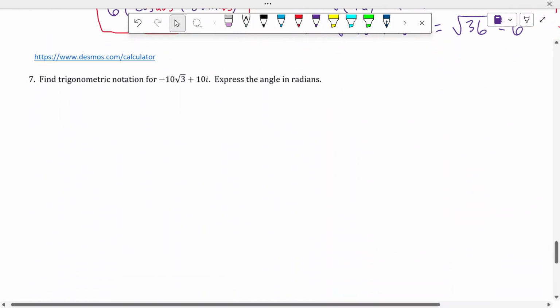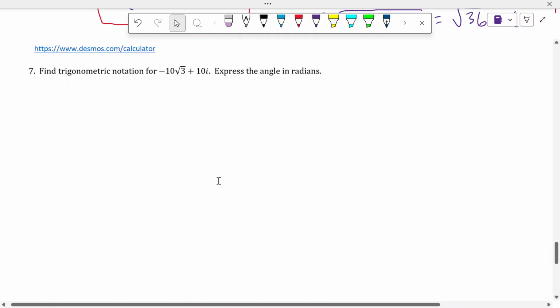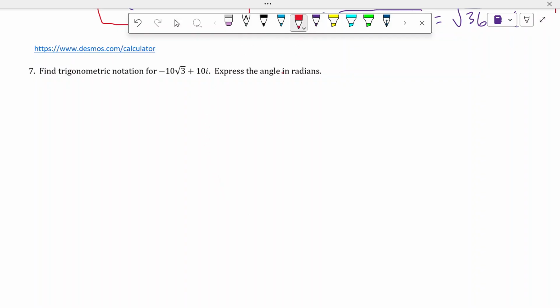In fact, this is the same kind of thing. For the sake of time, let's just jump right to using the formula. So this is A plus BI. A is negative 10 root 3, and B is 10. We need to turn it into this other form, like R times cosine theta plus sine theta. Oh, but this part has the imaginary, so I'll put the imaginary in front.